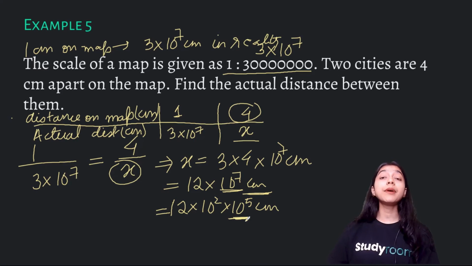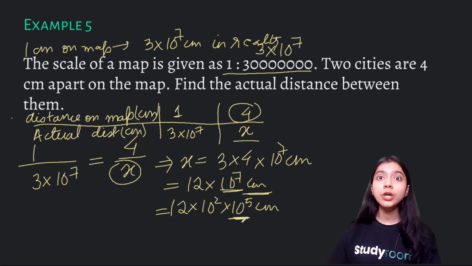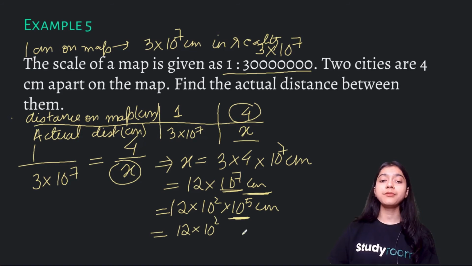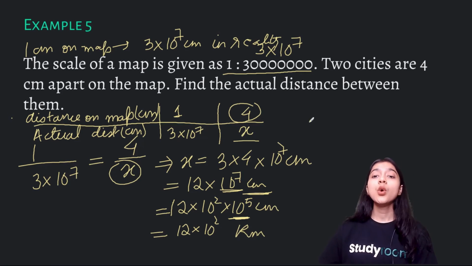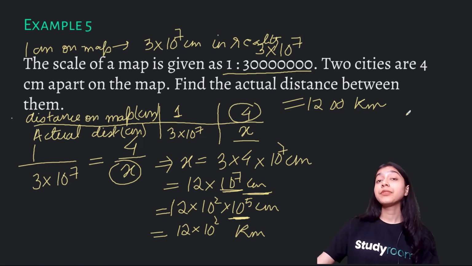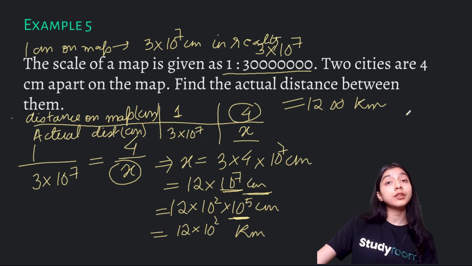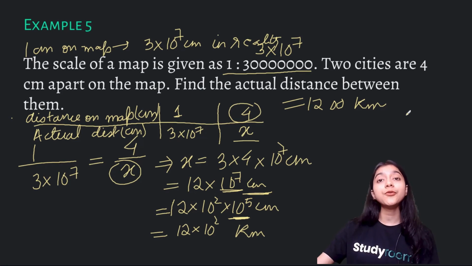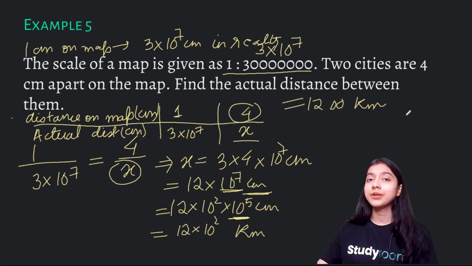Now we know that 10 to the power of 5 centimeter is equal to 1 kilometer. So from here we can write that 12 multiplied by 10 square kilometer. Now 12 multiplied with 10 square means 12 multiplied with 100, which gives us the actual answer as 1200 kilometer. So we can say that if the distance between the two cities on the map is 4 centimeter, that means the actual distance between them will be 1200 kilometers.